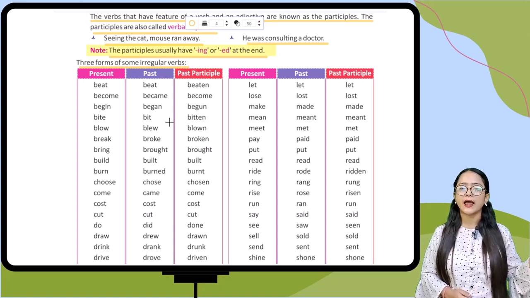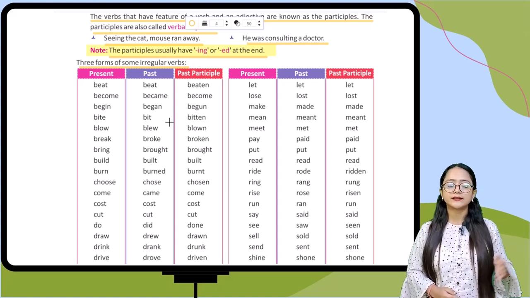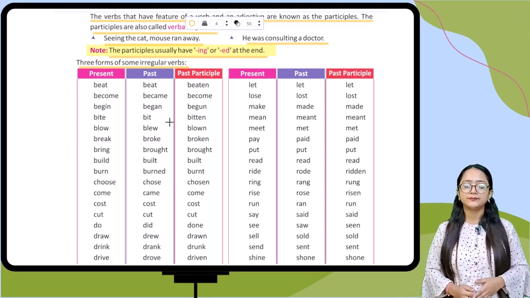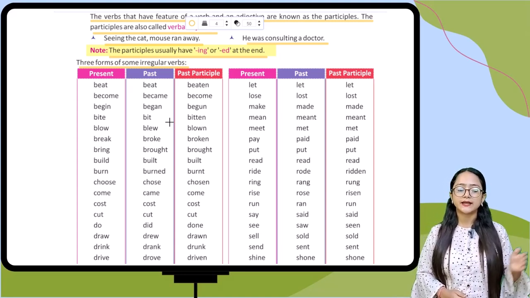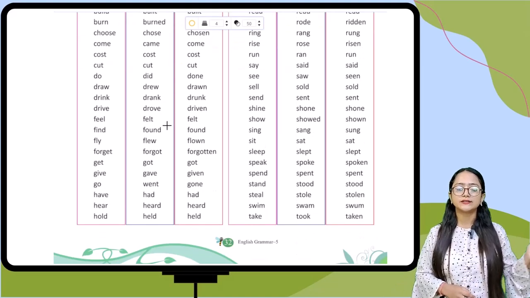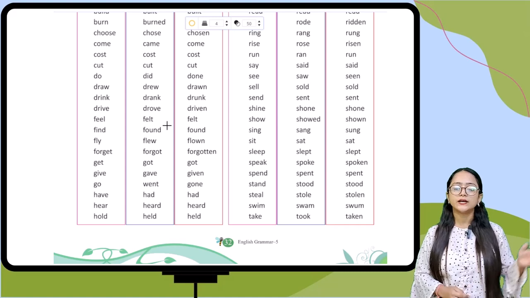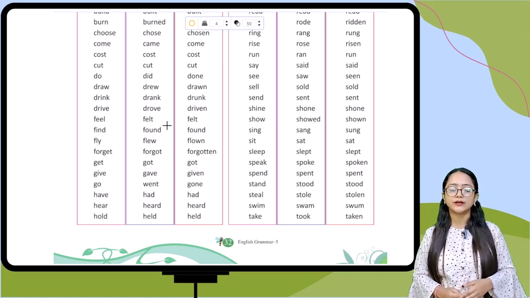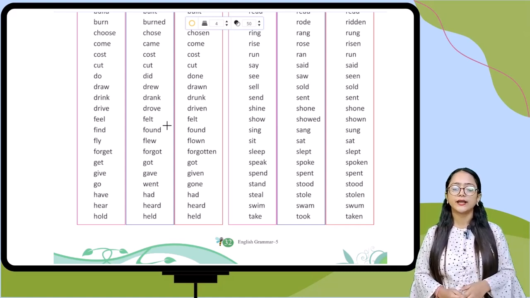Next, ring, rang, rung. Rise, rose, risen. Run, ran, run. Say, said, said. Next, see, saw, seen. Sell, sold, sold. Send, sent, sent. Next one, shine, shone, shone. Next, show, showed, shown. Next, sing, sang, sung. Sit, sat, sat. Next one, sleep, slept, slept.